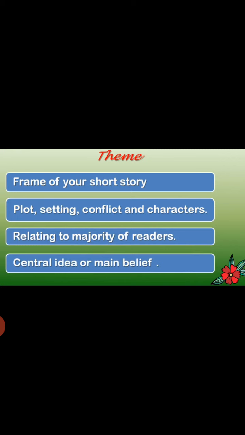Next is theme. Theme is the main idea. It may be a message, moral, abstract idea, or the lesson learned by the reader. It is the frame of your story. Plot, setting, conflict, and characters should be related to the theme, relating to the majority of the readers. Central idea or the main idea.